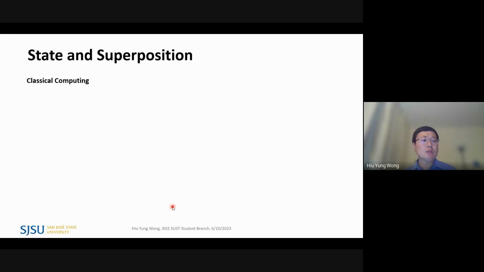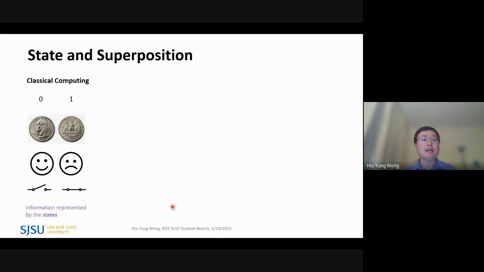So what is quantum computing? We can go from the basics. In a classical computer, we know that we represent all the information by two states, 0 and 1. How do we do it physically? We can use a coin, head and tail, happy and sad, or a transistor, open and short, right? So we represent all the information by the state, okay?